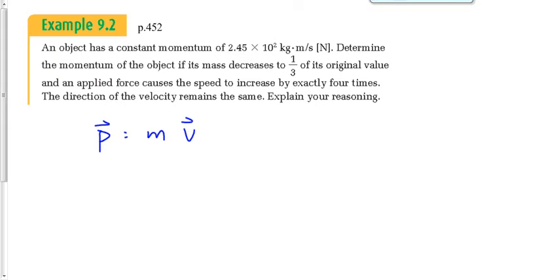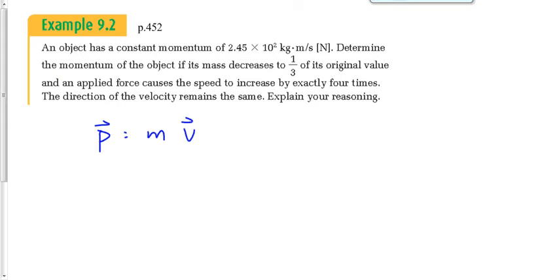4 times what it was. It doesn't seem like I have enough information to solve for momentum when I don't know what M was or what V was. So here's what I want to do. I want to write down an equation, a relevant equation. And I've done that. The relevant equation here is momentum.